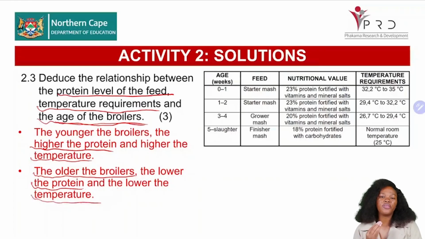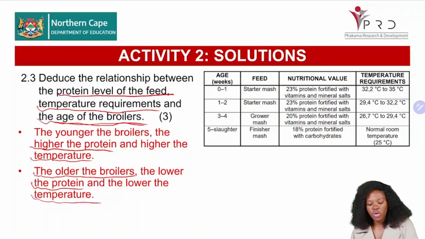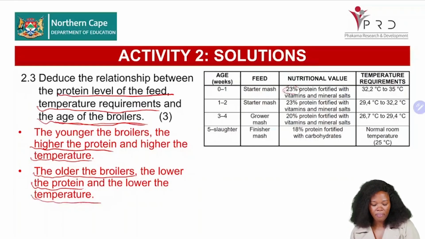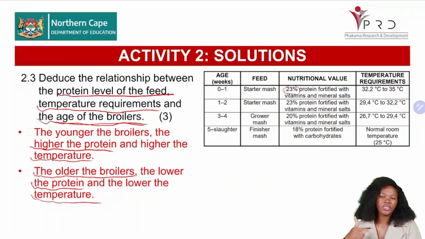Now, how do we come to this conclusion? Let us look at the level of protein. For broilers between 0 and 1, they need about 23% protein. But the more they grow, the level of protein decreases. It becomes lesser and lesser. This is proof that younger broilers need more protein, while older broilers need less protein. Less, we are not saying it has to be insufficient. It has to be sufficient, enough at the end of the day.